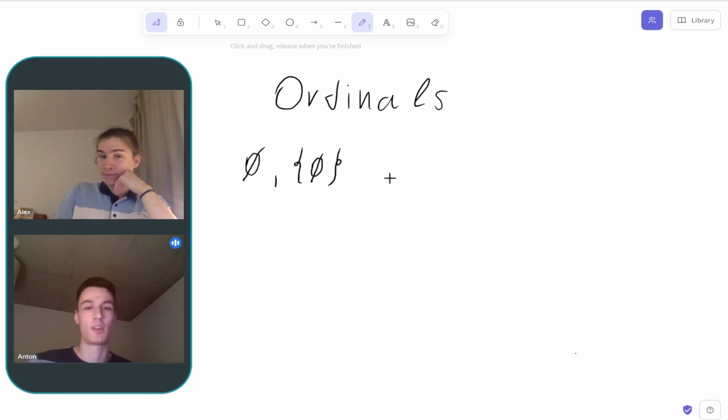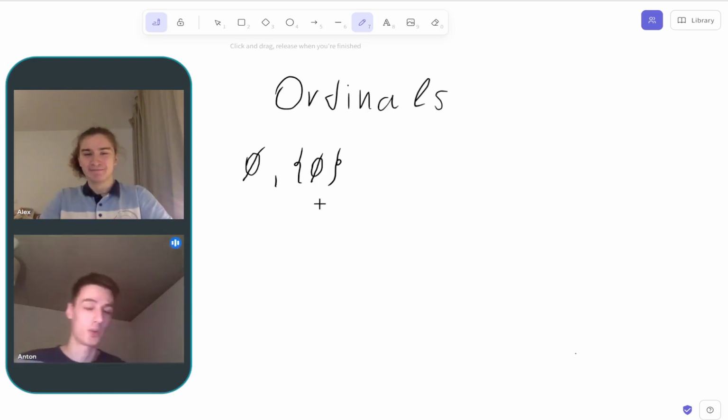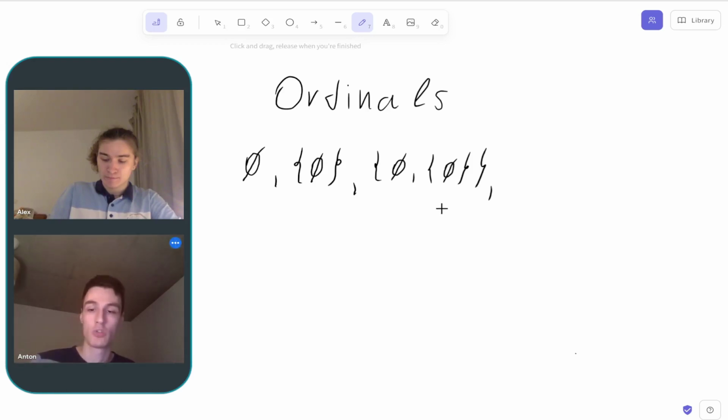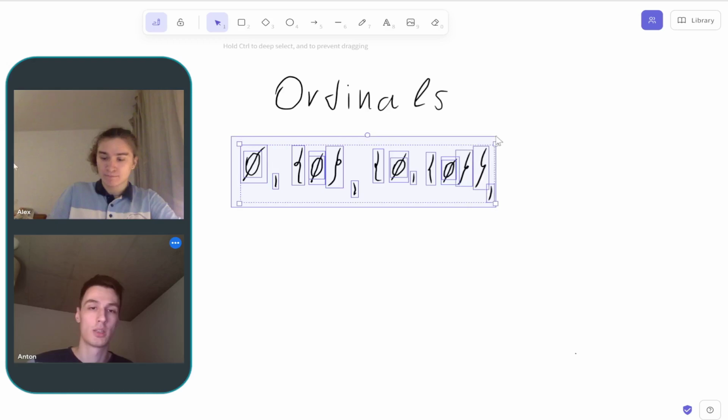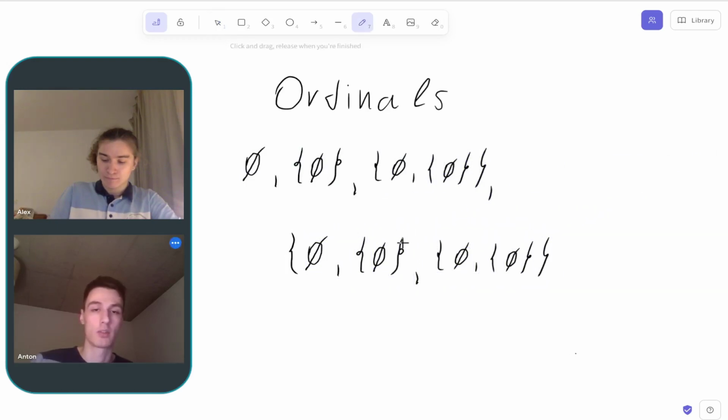You might think that the third one is a set of a set of an empty set, so that I will just draw another brackets here. But it's actually not the case. The third ordinal is a set containing the first two, so it is a set which contains the first ordinal and the second ordinal. The fourth ordinal is one containing the first, second, and third ordinals. So I can select all those, copy paste them, and put them into a set, and that would give me the fourth ordinal.